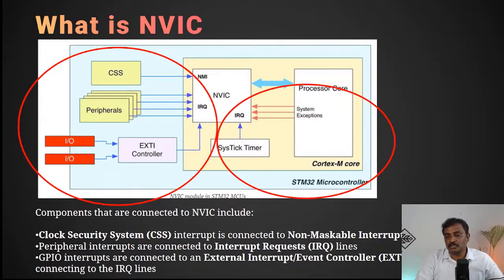So there are two types of interrupts. One is the external and the other is the internal. The internal events are called exceptions, system exceptions. There are 15 system exceptions in the ARM Cortex-M4 series. Whenever an exception occurs, it goes to the exception handler. So this is the block diagram. For GPIO, it has to go via an EXTI controller, whereas for peripherals, it's directly connected to the IRQ.